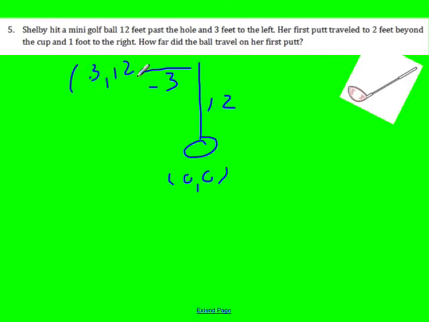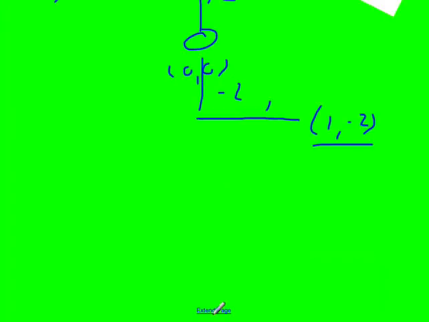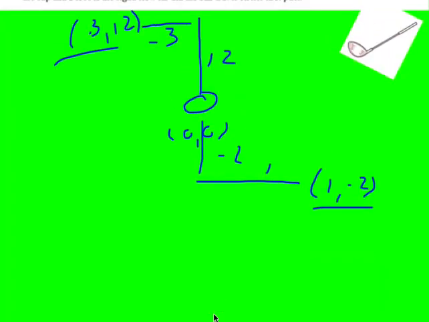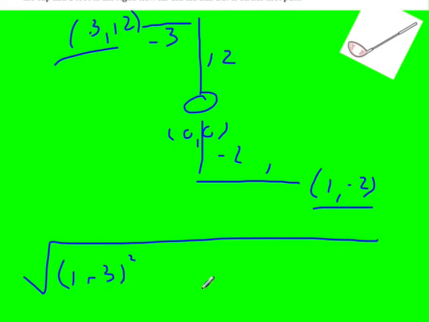Then we're going to go 2 feet beyond the hole, which is going to be a negative 2 when you're going down, and 1 foot to the right. So we always go horizontally first, and then up and down. Now we want to calculate the distance between those points. So we're going to do x2 minus x1. So minus a negative 3 is going to become plus a positive. And then y2, which is negative 2, minus y1, which is 12, and then square it.